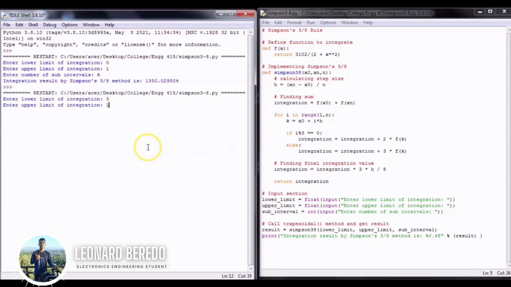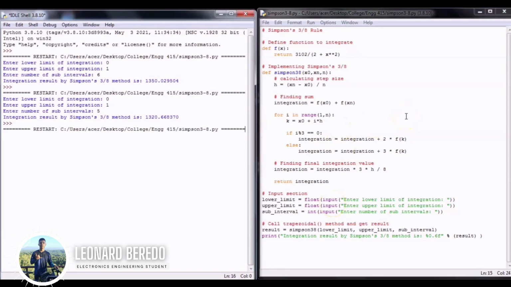Let's try it with a sub-interval of 5. The result is 1320.66. Last attempt, let's use 7 as the sub-interval. The result is 1311.34.